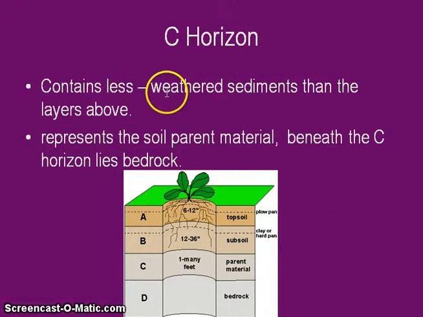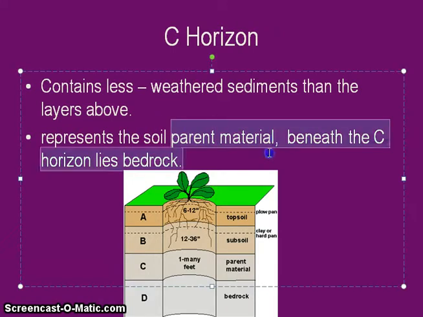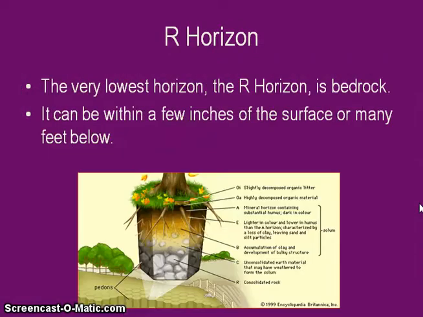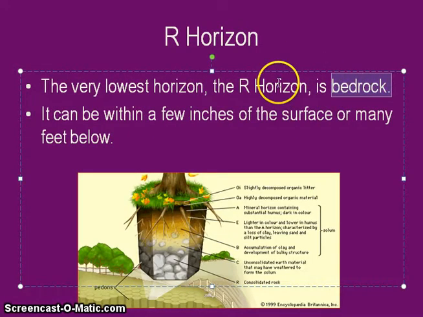This contains less weathered sediments than the layers above, okay? This is your parent material, okay? So this is the material that your soil is being made of, all right? So it's broken down pieces of the bedrock. So your C horizon is your parent material. And your R horizon here is known as your bedrock. So I always think of R as rock, although R stands for regolith, which is your bedrock. But if you just remember R is the rock, that will be good.